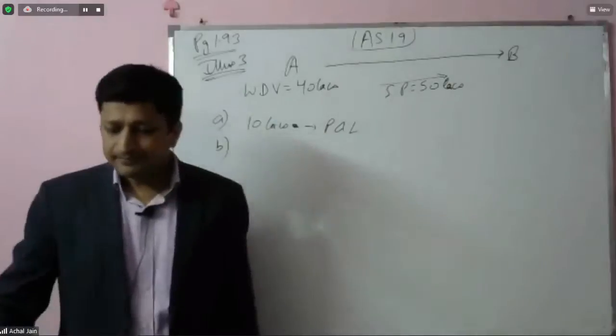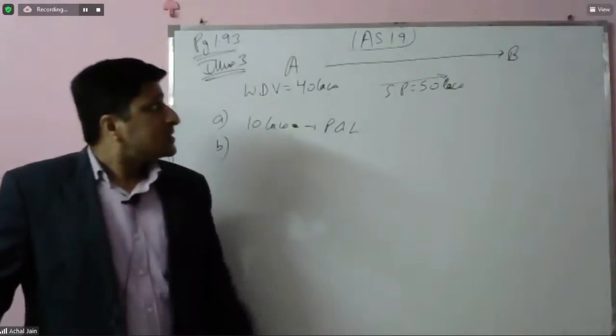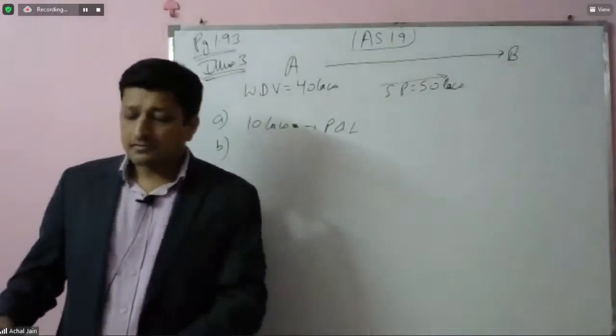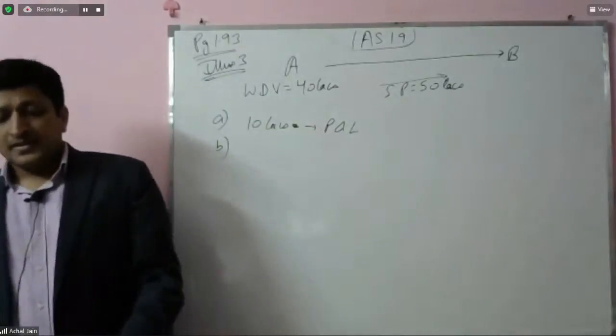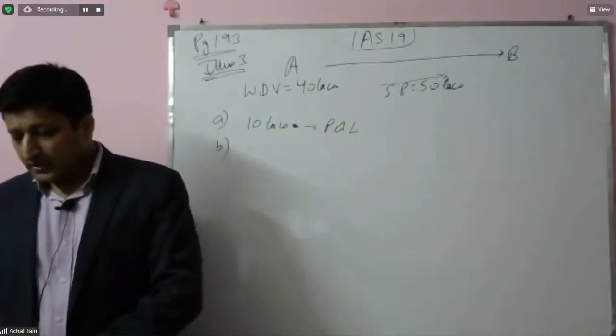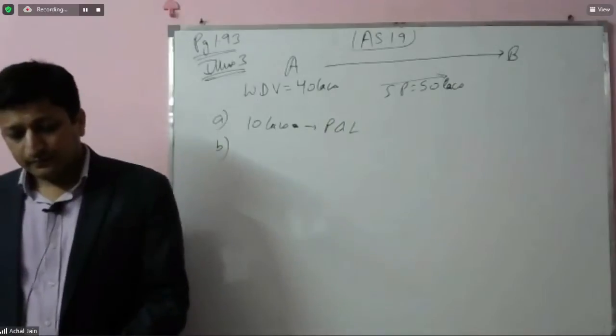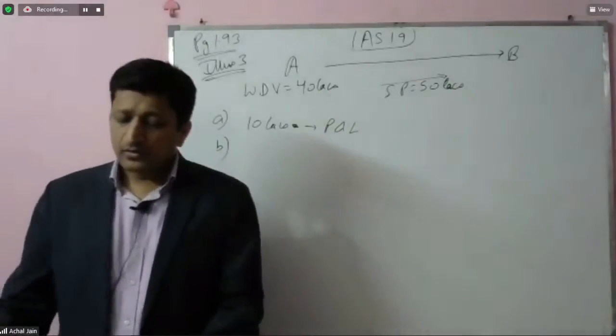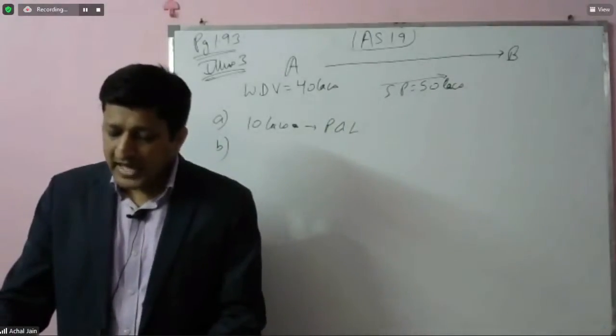Situation number B, selling price is 50 lakhs, but selling price is lower than the fair value. So what's the fair value? Fair value is 60 lakhs.